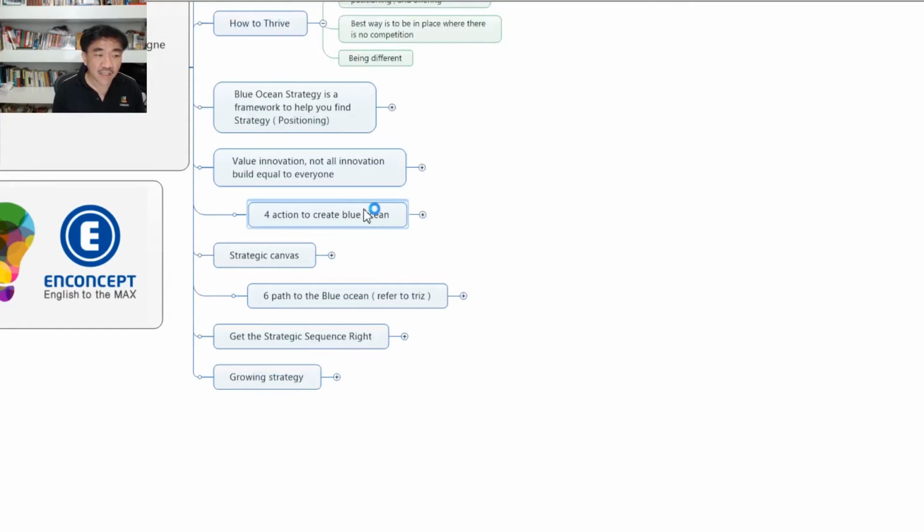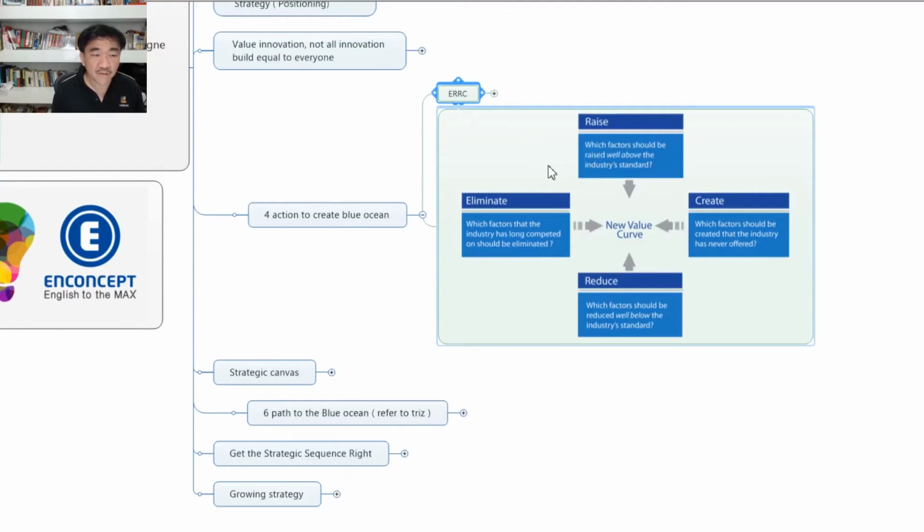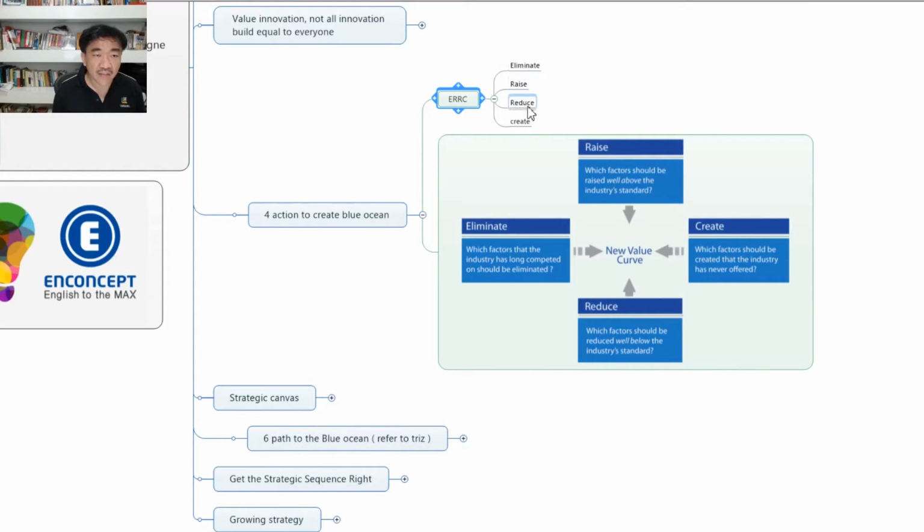The second framework that you should look into is the action framework for creating the blue ocean. I found this framework quite interesting. It is called the ERRC framework: eliminate, raise, reduce, or create. They're saying that in order to create value, because in a blue ocean strategy you need to create new value, this new value can be created by eliminating, raising, reducing, or creating.